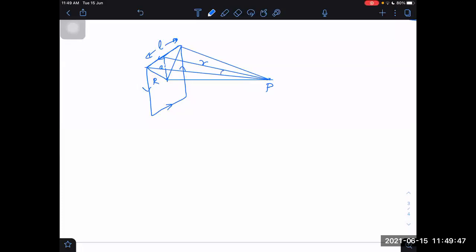This will be alpha and this will be beta, and alpha will be equal to beta. What will be sine alpha in this case? Can you tell me what will be sine alpha? L by 2. Sine alpha will be L by 2 divided by the square root of (L by 2) whole squared plus R squared. Right, correct.